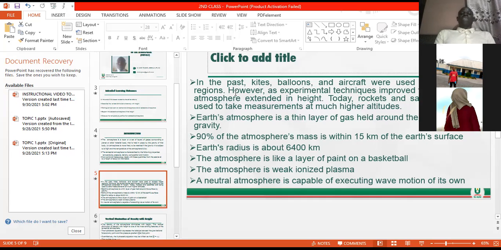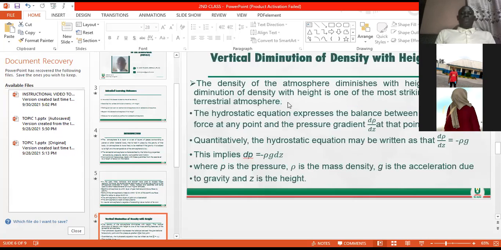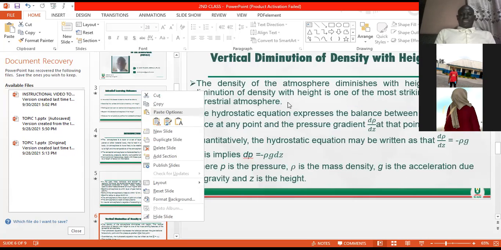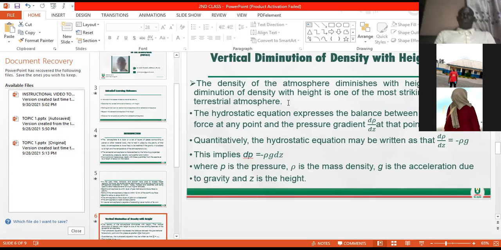I will also say that the atmosphere is a weakly ionized plasma. Please note all these points. I'm saying it for the time being. And we also say that a neutral atmosphere is capable of executing wave motion of its own. Those are the things you need to know about the atmosphere. There's also another point you need to note here, which is the vertical diminution of density with height.